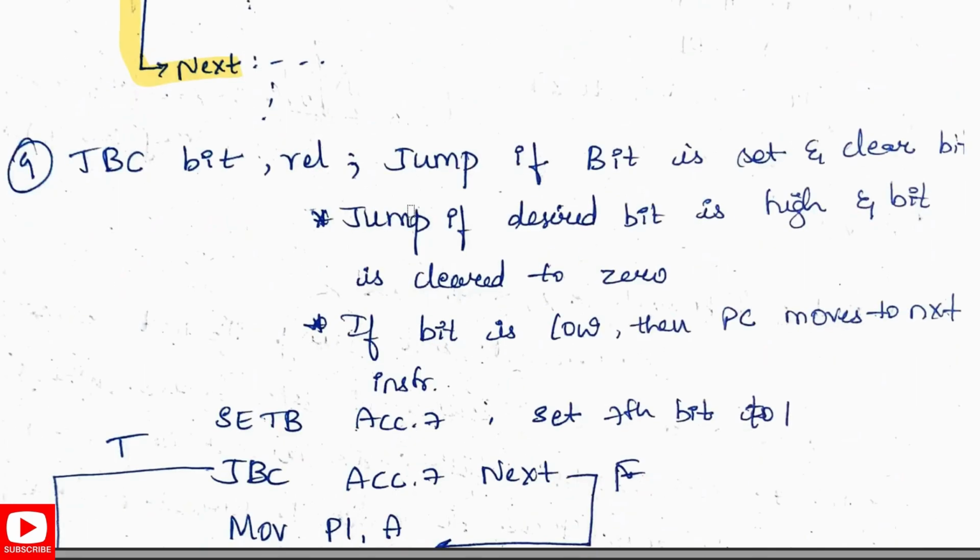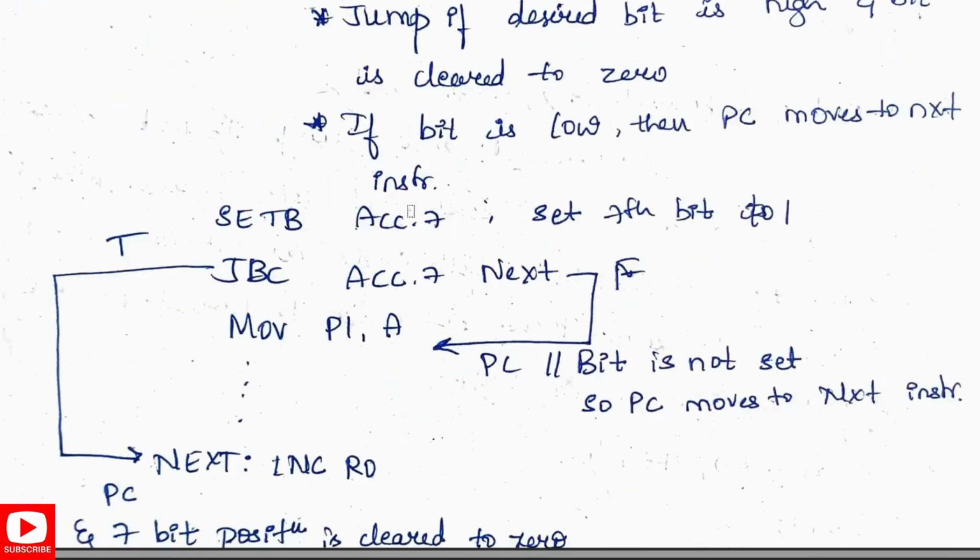JBC means jump if bit is set and clear the bit. Jump if the desired bit is high and clear the bit to 0. If the bit is low, then the PC will move to the next instruction. It is the same here. If it is true, it will move to the next instruction. If it is false, it will continue.